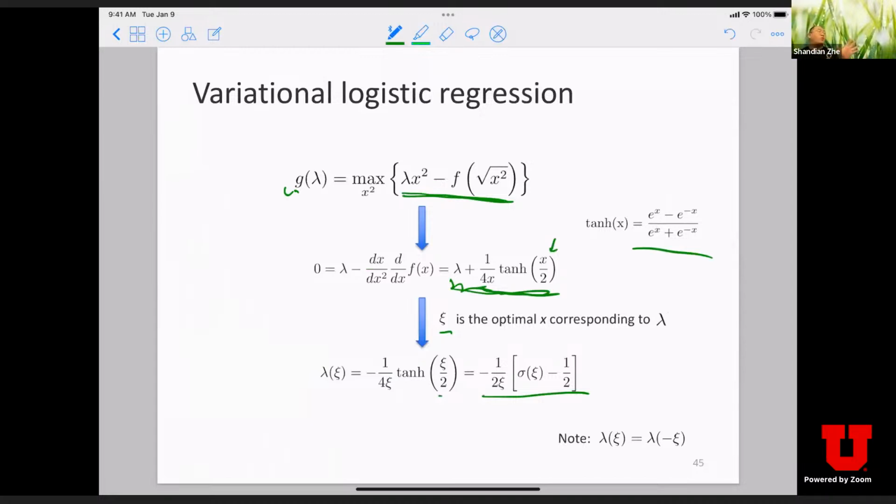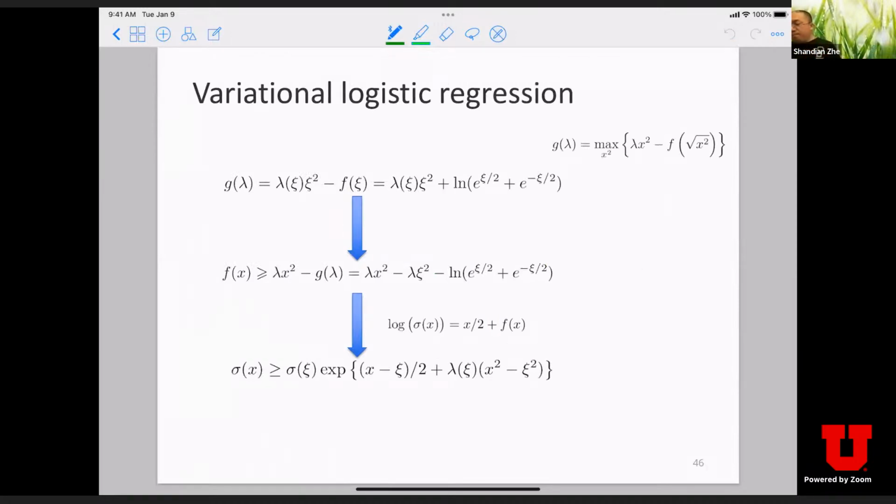So don't get scared about these details. It's just tedious derivations, nothing special. You can practice and replicate them by yourself. I'm just talking about this thread. Also, from the form of lambda, we can see that lambda is symmetric in ξ. So for some lambda, if you get ξ, and for another lambda, you get minus ξ, these two lambdas will be the same.